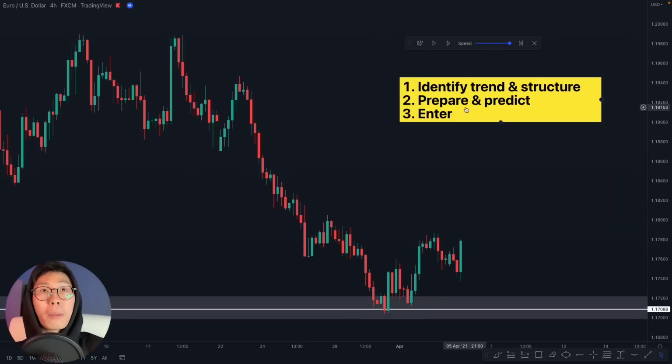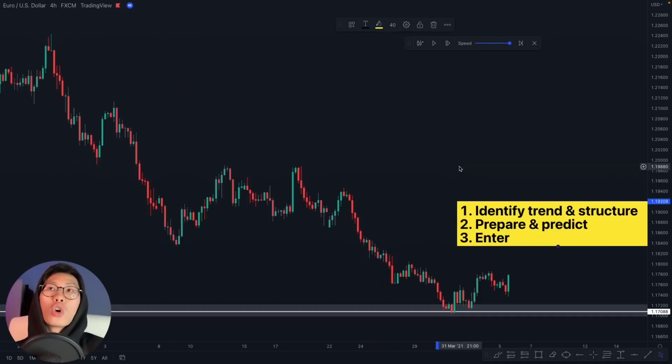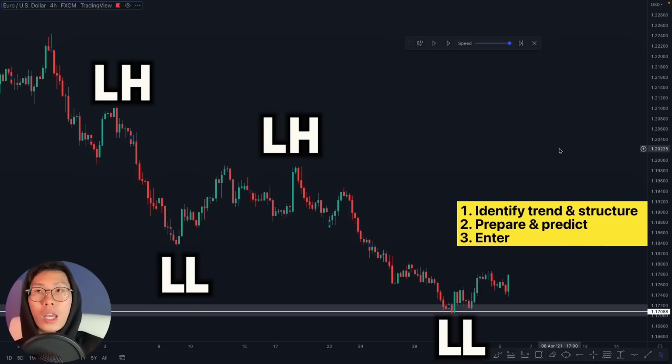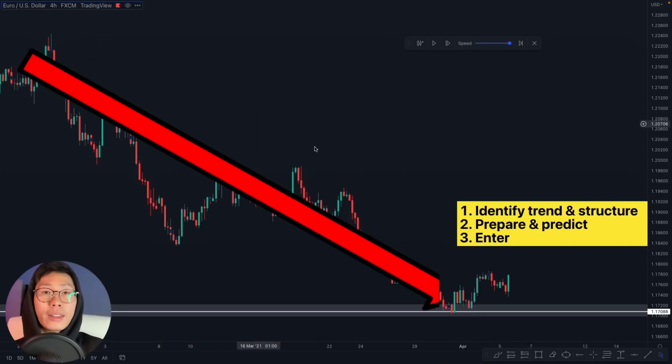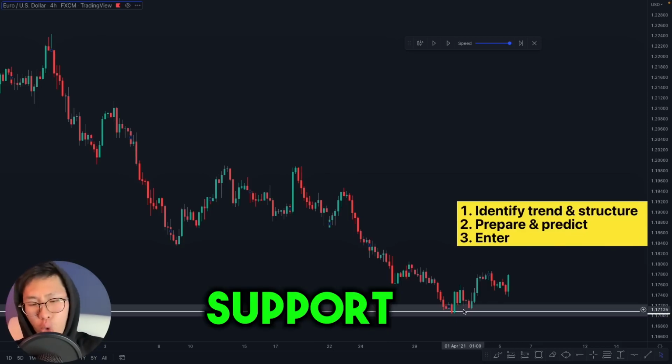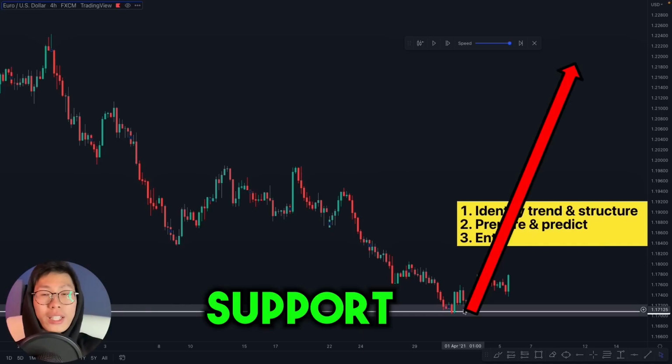So what's the first step? The first step is to identify the trend. Recently, as you can see, price has been making lower highs and lower lows, which means that price has been in a downtrend. But right now, we are at a key support level, a very strong support level, and there's a very good chance that price is going to reverse and hit back up, right?